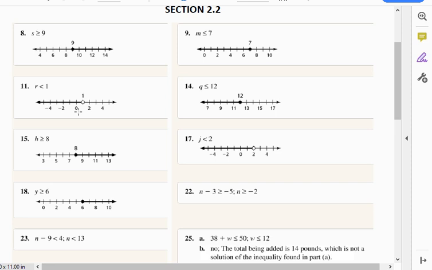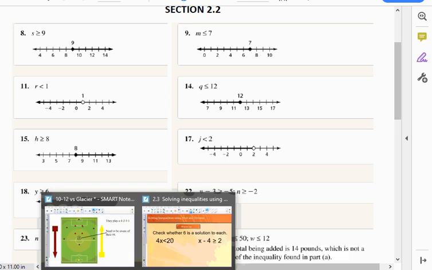problem is n minus 9 is greater than 4. If you solve by adding 9, you get that your value n has to be greater than 13. Any number greater than 13 would work, so 12.99 or 5 or -4 would all work. So there are your answers to 2.1 and 2.2.